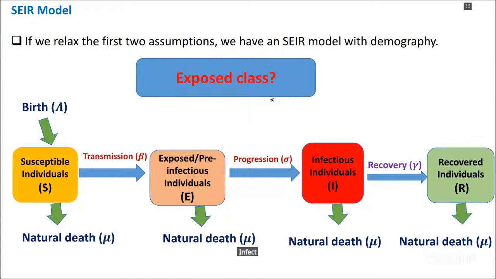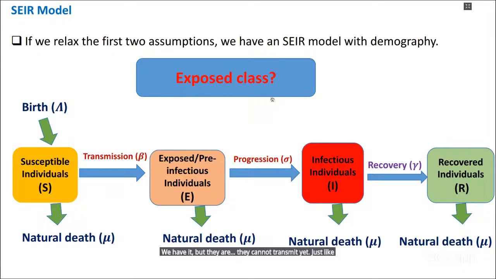That means these people here are infected, but they are not yet infectious. What's the difference between the two? What does it mean? It means they cannot transmit the disease. They have it, but they cannot transmit it.